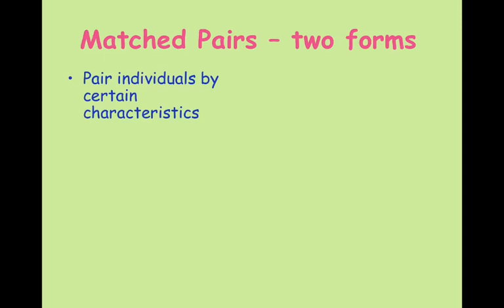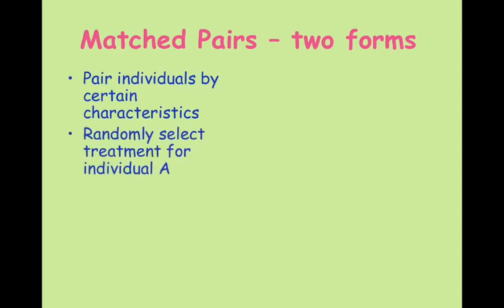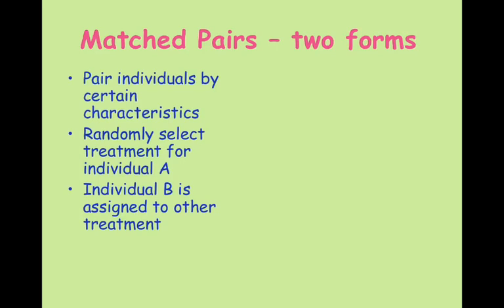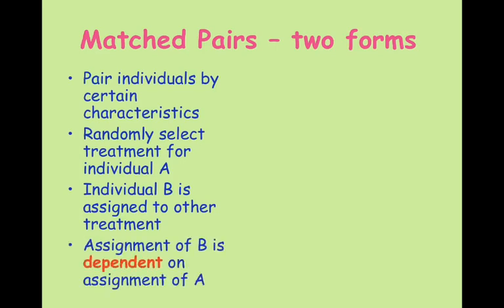Remember, in this type of matched pairs test, we randomly select one of the individuals to get treatment A, and then the other individual, B, will be assigned to the other treatment. So in this case of matched pairs, the assignment of treatment B is dependent on who got the assignment of treatment A. So in a matched pairs test, we've actually got a dependence, right? The second person is assigned whatever's left over.